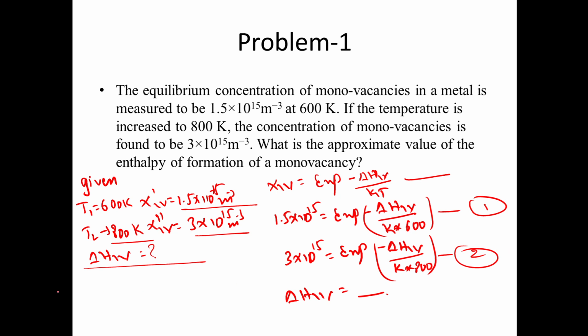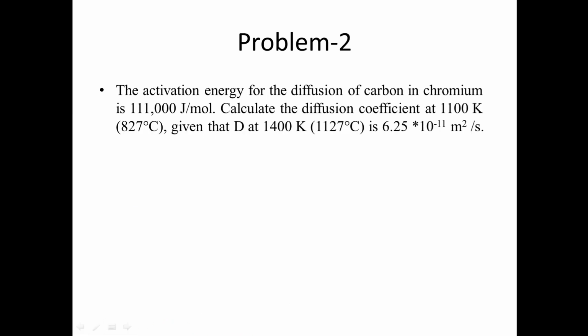Okay, so I think you got the answer for this one. Let's move to the next problem. The activation energy for the diffusion of carbon in chromium is 111,000 joules per mole. Calculate the diffusion coefficient at 1100 Kelvin, given that D at 1400 Kelvin is this one.